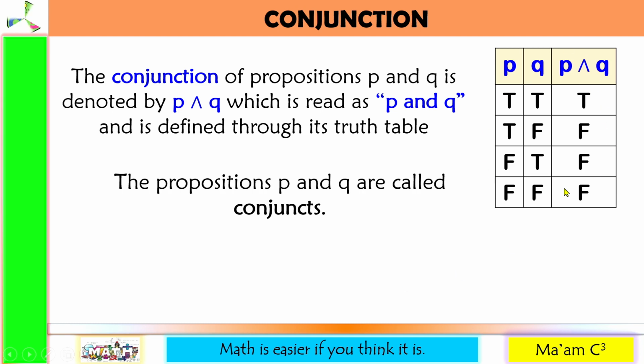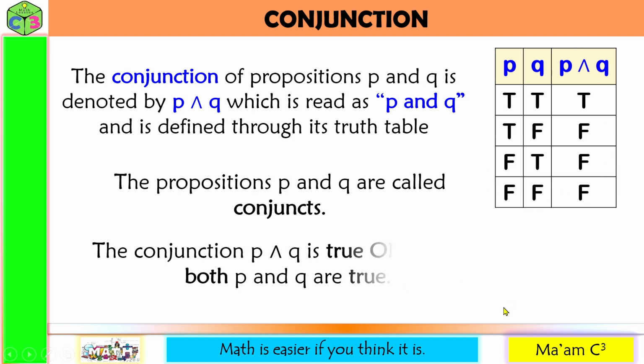To summarize this, the conjunction P and Q is true only when both P and Q are true. Take a look at here. The conjunction P and Q is true only if both P and Q are true. If one of the propositions is false, then P and Q is false.